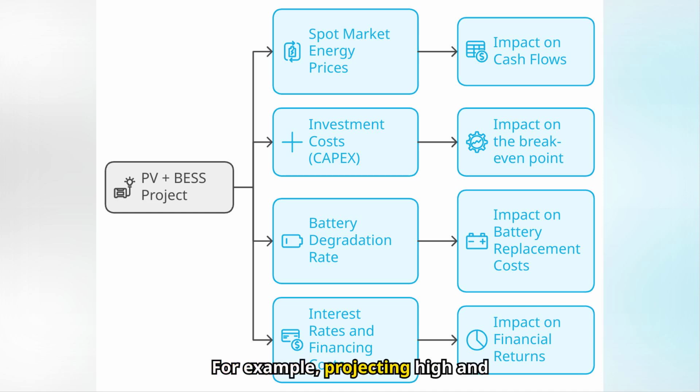For example, projecting high and low price scenarios in the spot market allows forecasting their impact on cash flows. In addition, assessing the degradation rate of batteries helps to plan for replacement and maintenance costs over time. This tool provides a solid basis for forecasting risks and optimizing financial planning.